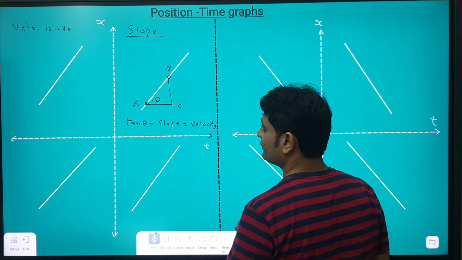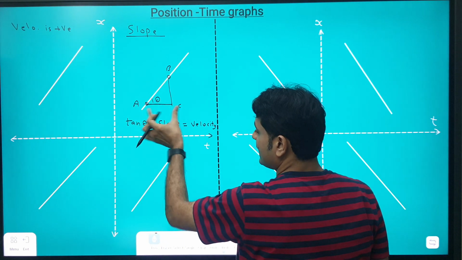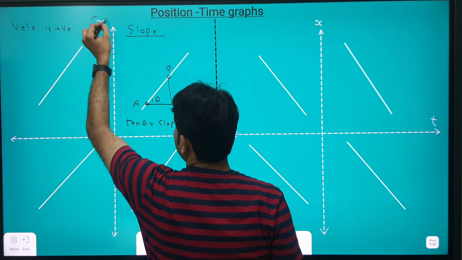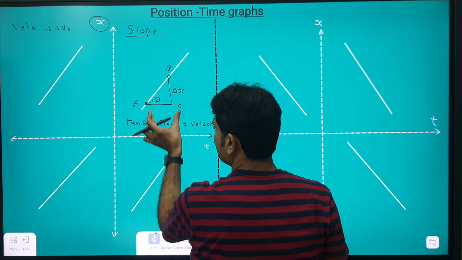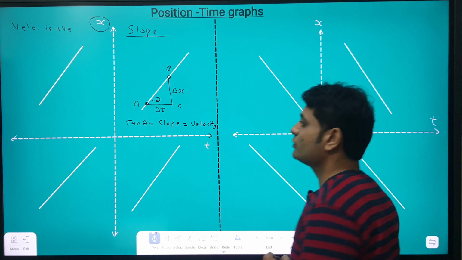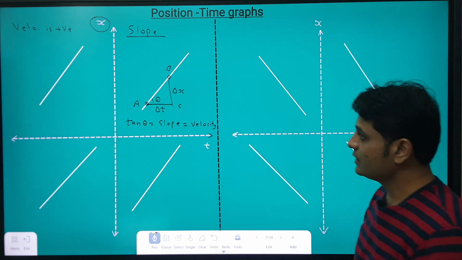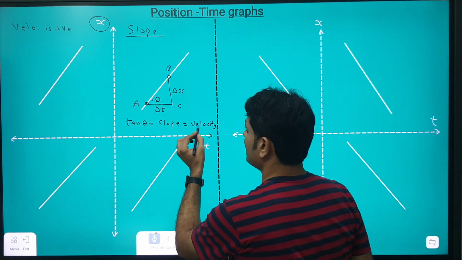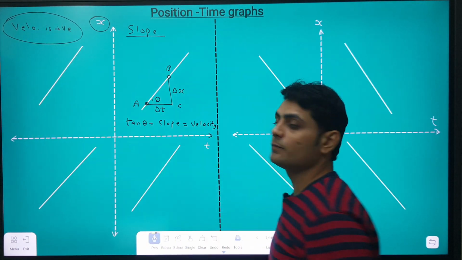How is it velocity? Let's see. Tan theta is the length of the opposite side upon the adjacent side. This opposite side is x, so it gives information about delta x, and this is parallel to the time axis, therefore it gives information about delta t. So tan theta is equal to slope is equal to velocity. In this case delta x is positive, delta t is also positive, so we are getting positive velocity. So for this case velocity is positive.